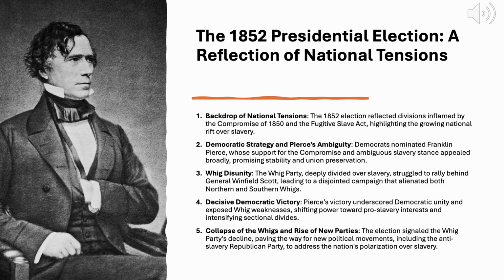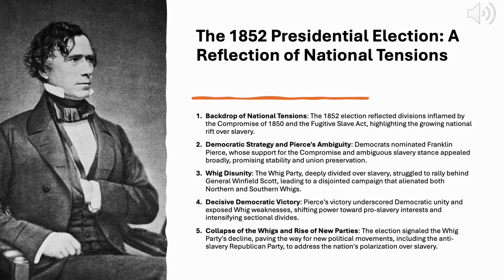The political landscape in the United States was deeply affected by the Compromise of 1850 and the Fugitive Slave Act, and these tensions came to the forefront during the 1852 presidential election. The election offered a stark choice between two candidates representing parties that were increasingly divided over the issue of slavery.